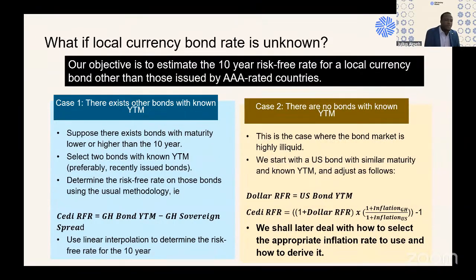So if there exist other bonds in the country with different maturities that are recently issued, and we know the yield to maturity on these bonds, which is the YTM, all we need to do will be to get the yield to maturity, and then we can use a linear interpolation to determine the yield to maturity on a 10-year bond. I understand that we are using linear interpolation here.